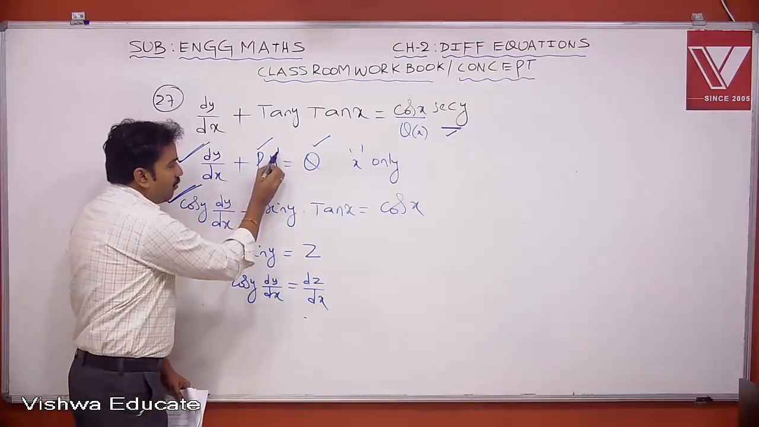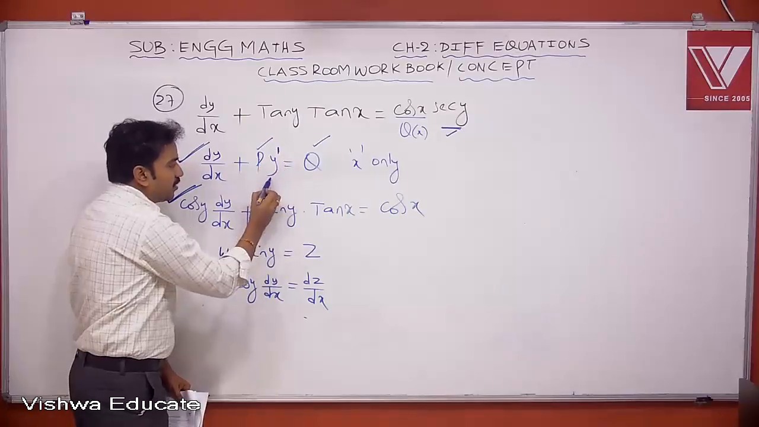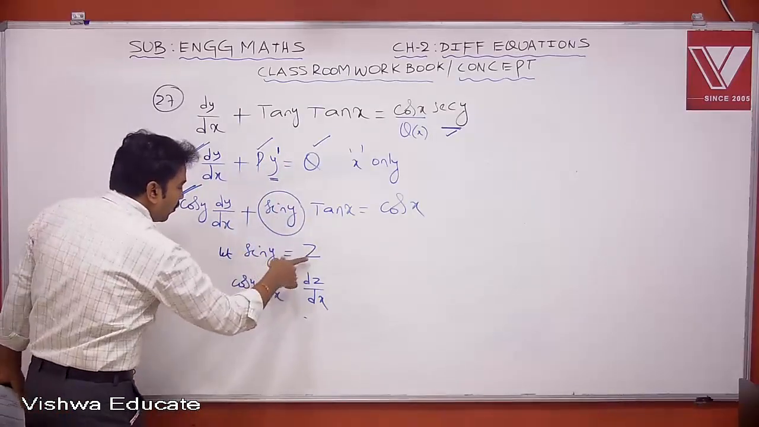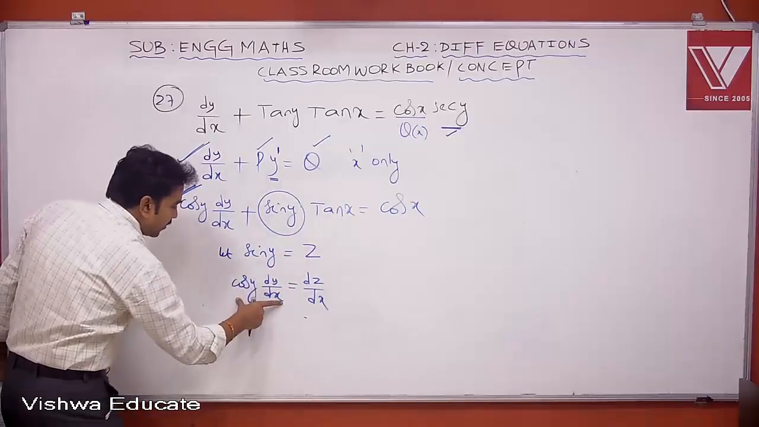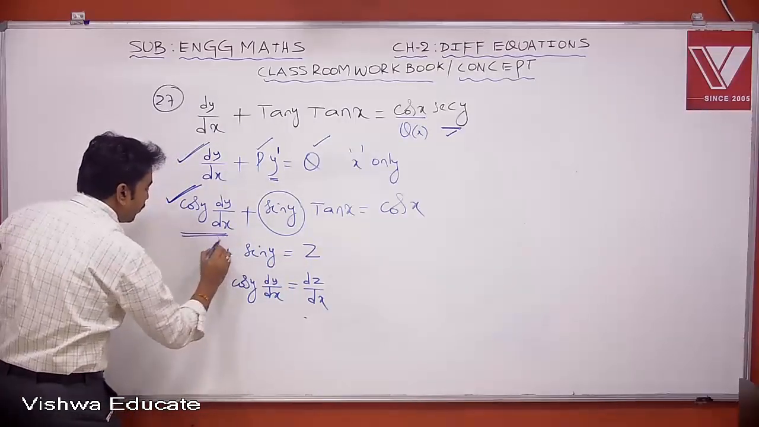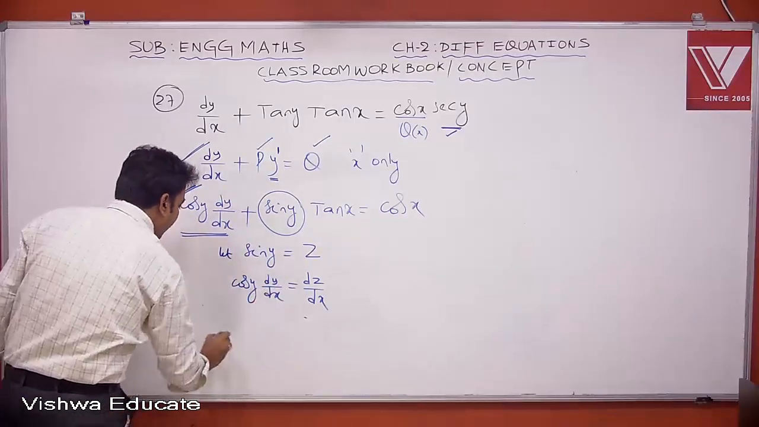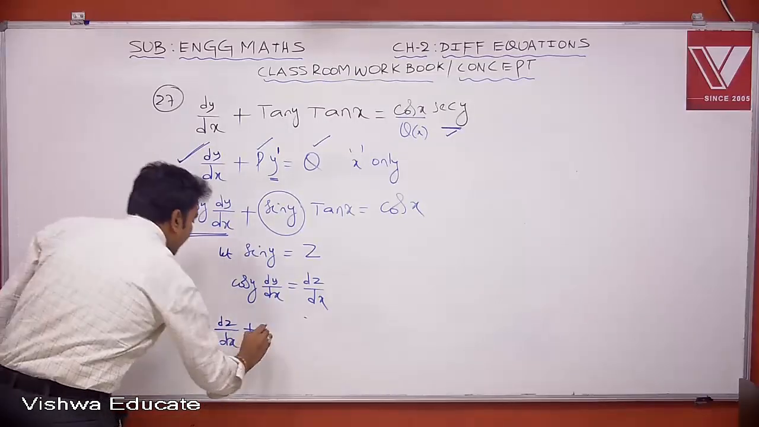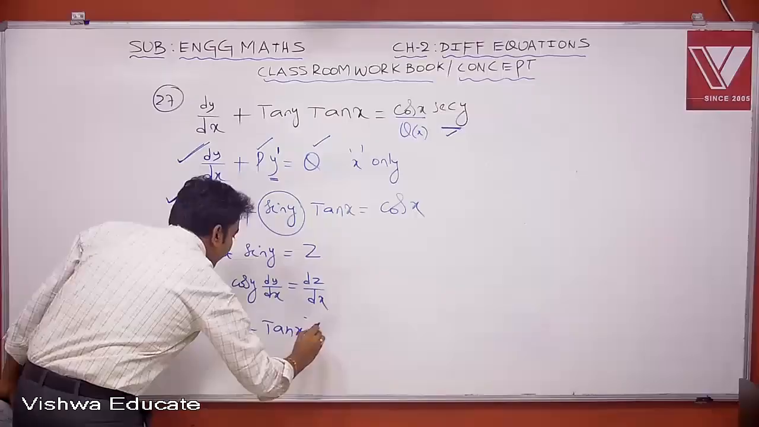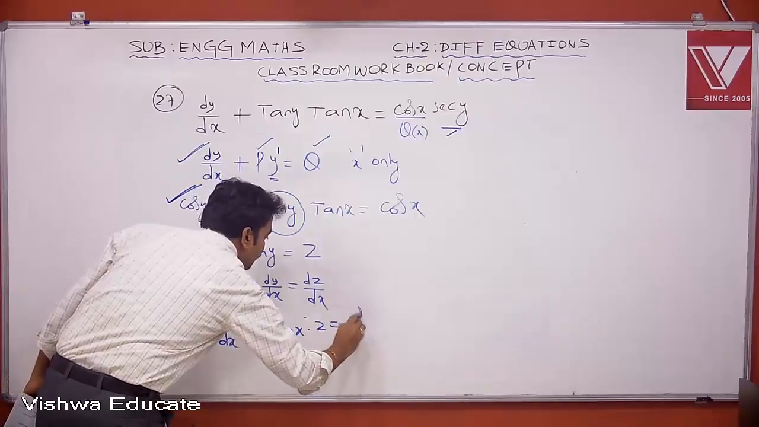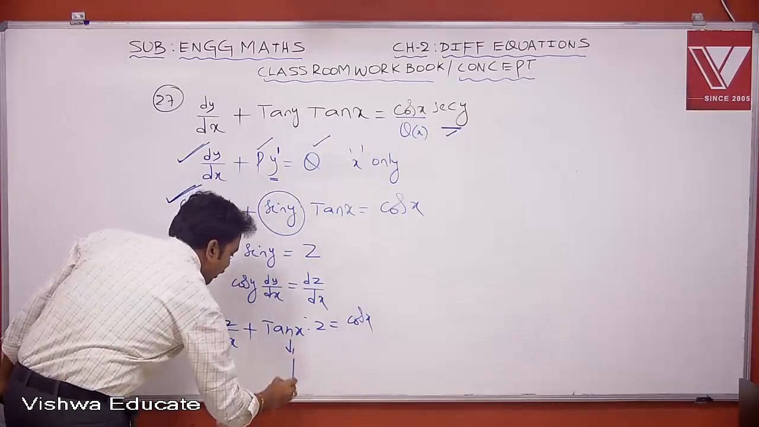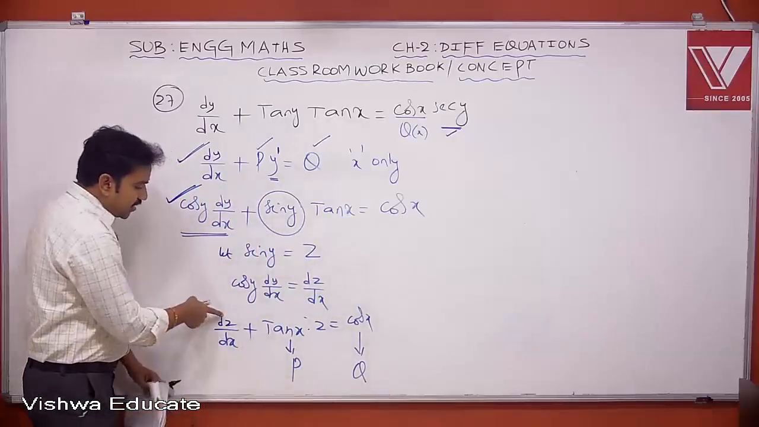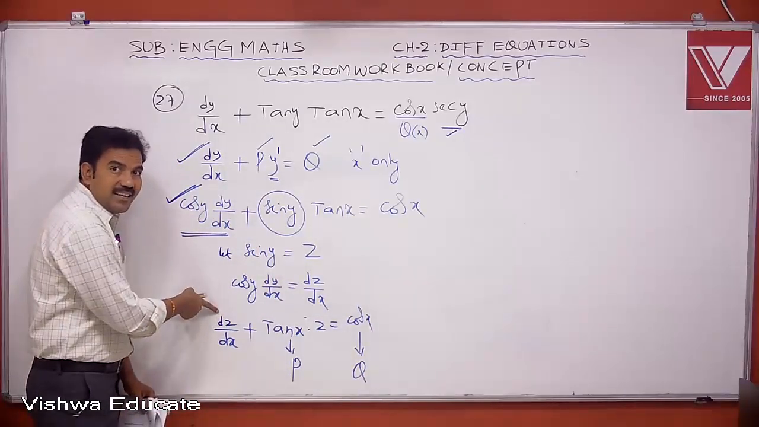But here I must have the power of y as 1, it is a single variable. But here I have sin y. So take sin y equal to z, differentiate this, I get this. So in place of cos y into dy by dx, we can write dz by dx. Therefore this equation is dz by dx plus tan x into z equal to cos x. Now this is the p value, a function of x, this is the q value. So this is an equation which is linear in z.